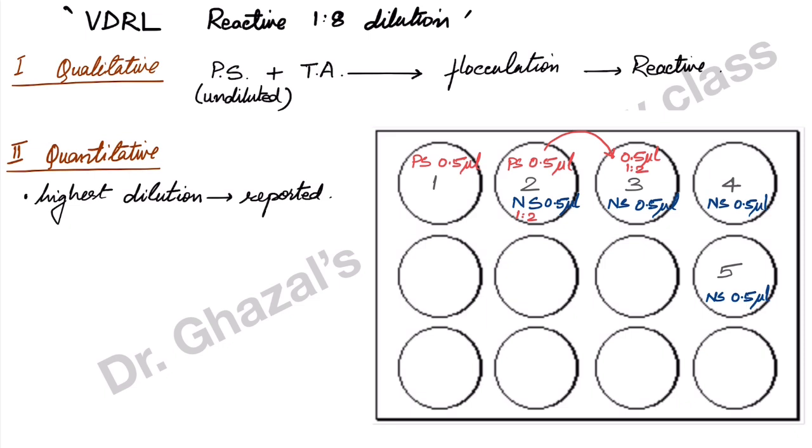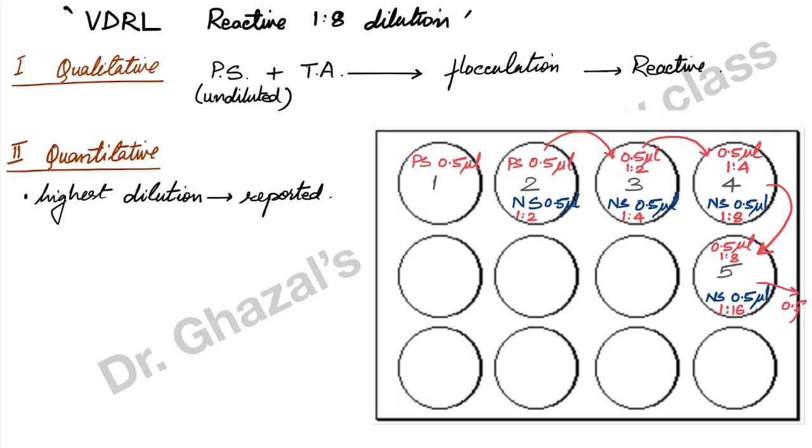Now what happens? This 1:2 dilution 0.5 microliter plus 0.5 microliter of NS makes the volume double but the dilution is halved. So the dilution becomes 1:4 in circle 3. Now this process is continued with consequent circles and the dilution gets halved. Now if we want to continue till circle 5, that is dilution 1:16, the last 0.5 microliter of mixture from circle 5 is discarded.